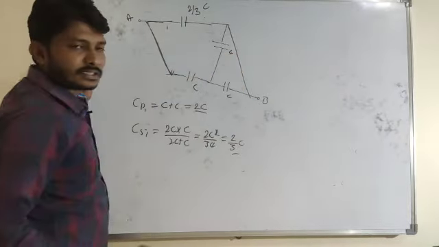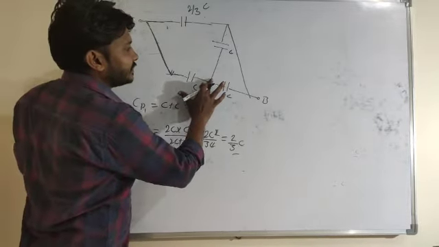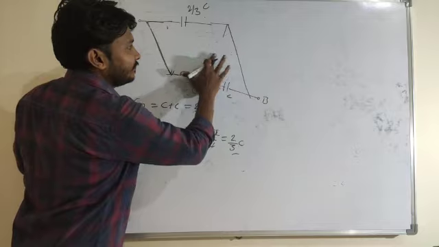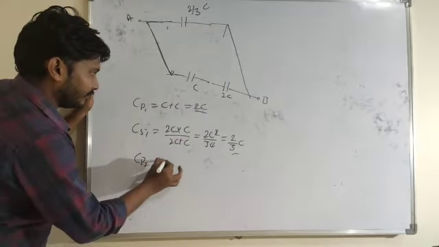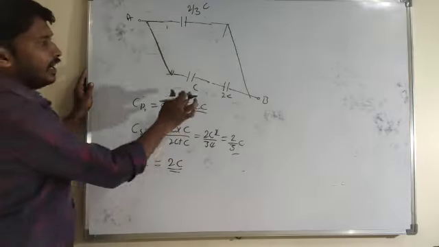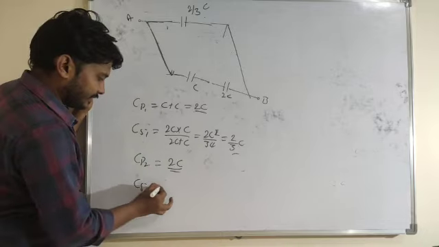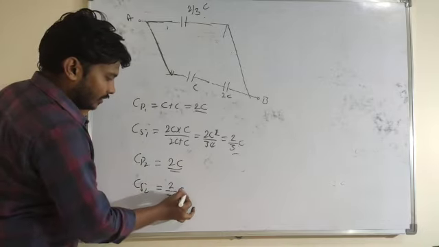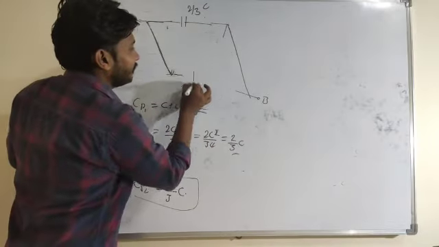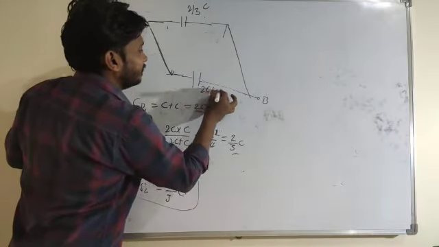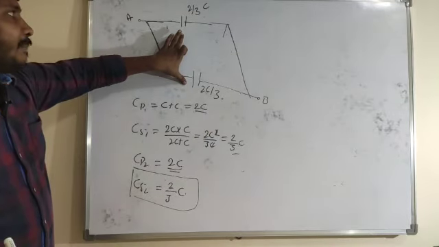Similarly, look here. These two capacitors are in a parallel combination here. Instead of two capacitors, I will take a single capacitor. Again, this is also 2C here. So C of P2, this is also 2C. Then between C and 2C, again it is a series combination. C of S2 is also equal to 2 by 3 C. So I got 2C by 3. Between points A and B, the capacitors are in parallel combination.